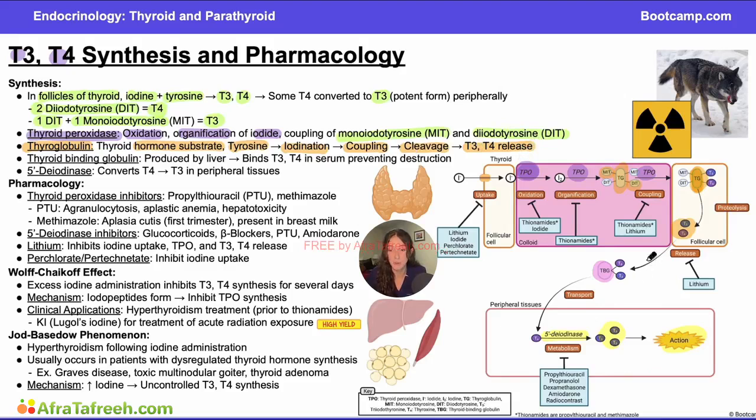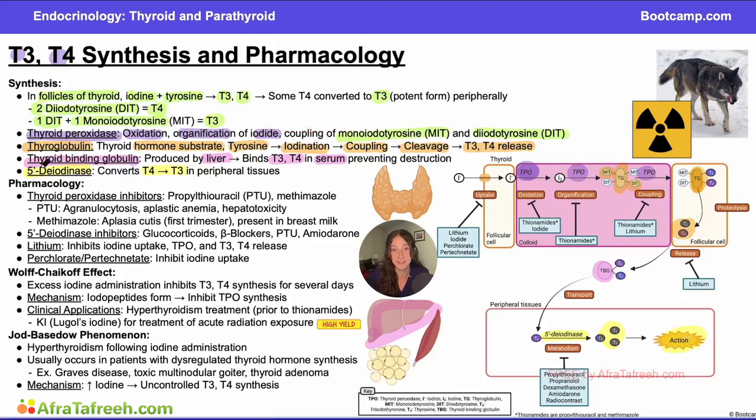And then once your thyroid hormones are released into the serum, they're all alone in the world, they will need to find a thyroid binding globulin. And this thyroid binding globulin is made by the liver, and it's going to be the protector of our T3 and our T4. It binds T3 and T4 in the serum, and it's going to prevent the destruction of these hormones. Finally, when these hormones do reach their peripheral tissues, then we have 5' deiodinase. This is going to be the enzyme that's converting our T4 to T3, which is the more active form in our peripheral tissues. And now finally, our thyroid hormones are ready to do their job.